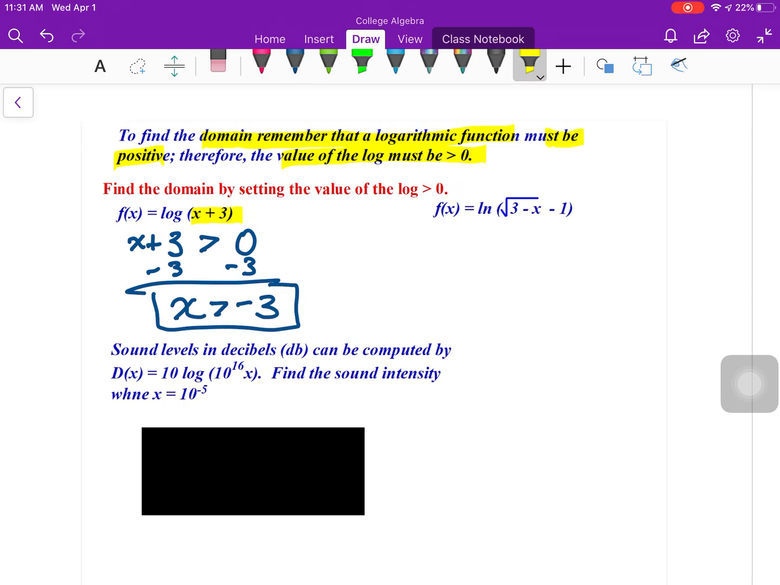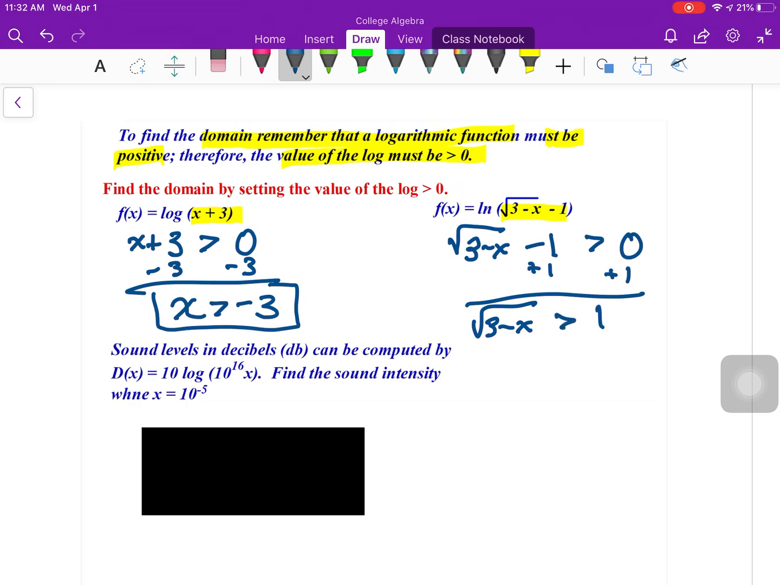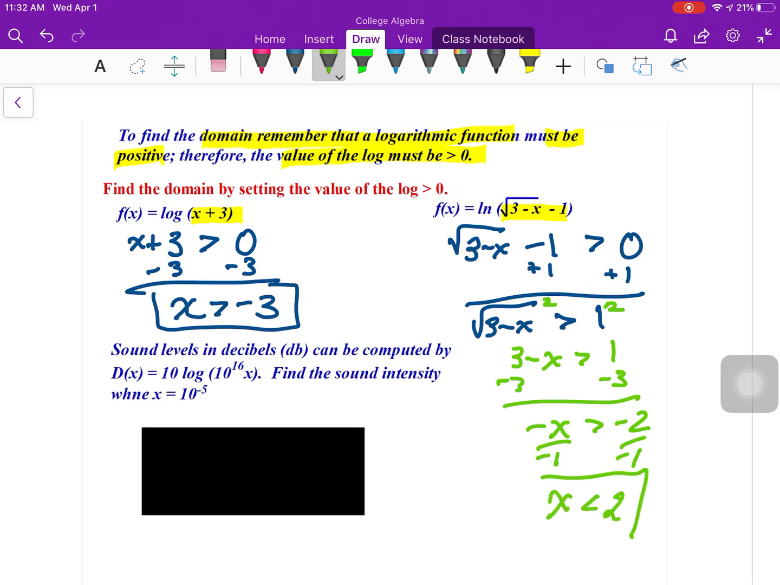Likewise in the next one. My value is square root of 3 minus x, then minus 1. So square root of 3 minus x minus 1 must be positive, greater than 0. Add 1. Square root of 3 minus x must be greater than 1. Square both sides. 3 minus x must be greater than 1. Subtract 3. Negative x must be greater than negative 2. Divide by negative 1. X must be less than 2.